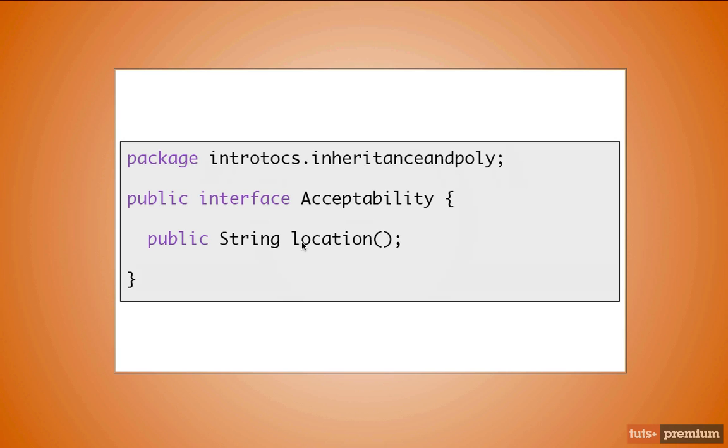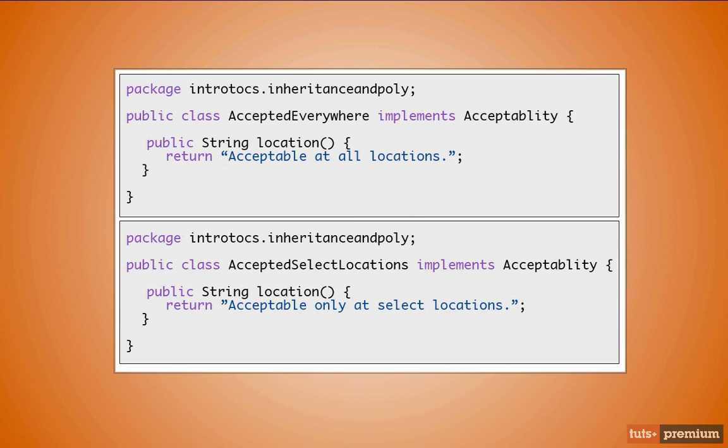Now, this location method will be used to return back a different accepted at location depending on the type of money card. To do this, and to use the interface, we just need to have a class implement this interface. And inside of that class, we'll give the abstract method an implementation to give it some instructions. So here's an example. I've created two completely separate classes to handle the acceptability behavior of a money card being accepted at all locations, such as a credit card or a debit card, or being accepted at only select locations, such as the gift card.